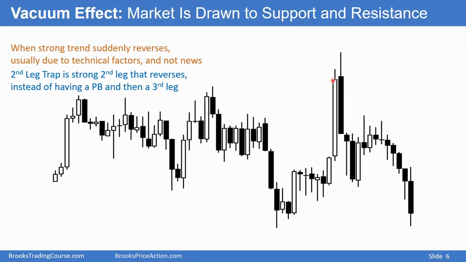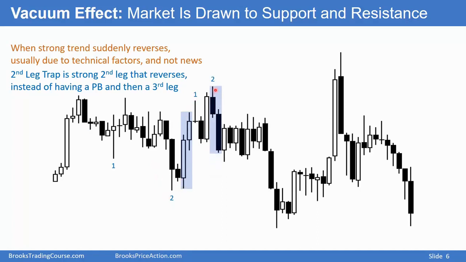A lot of traders look at this and say, wow, that's so strong, chances are the first reversal down will fail and we'll get one more leg up. But second leg traps, no. You get the strong breakout and then an abrupt reversal. 2 legs down, 1 pullback, 2. Second leg stronger than the first. It trapped traders.